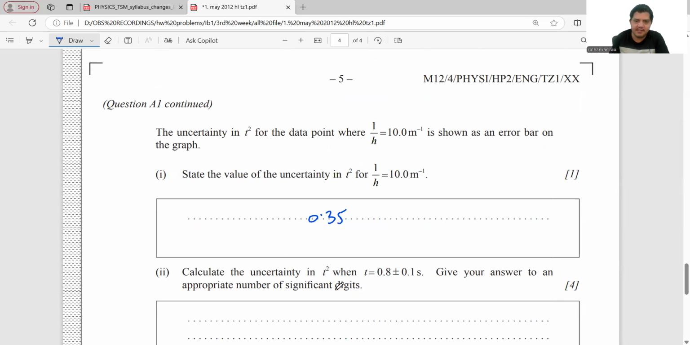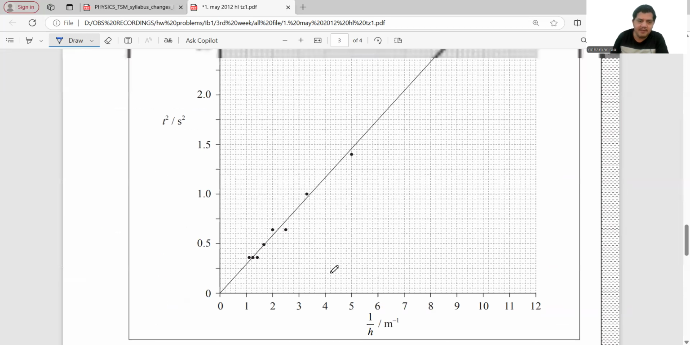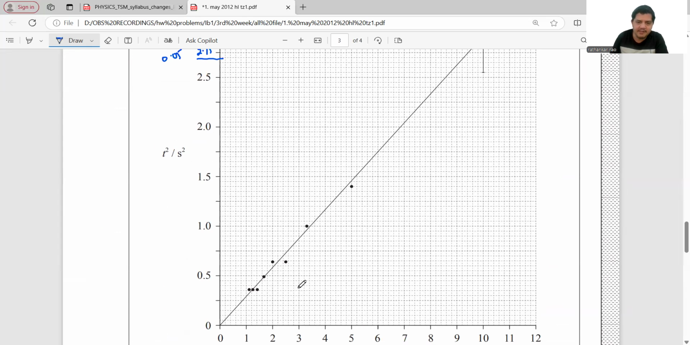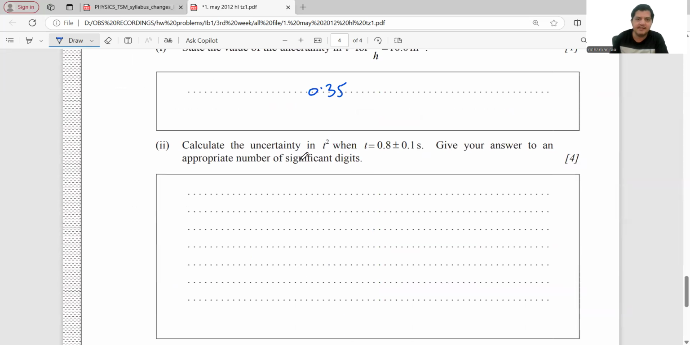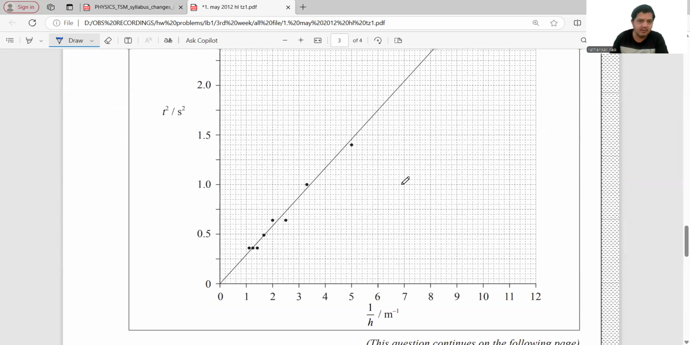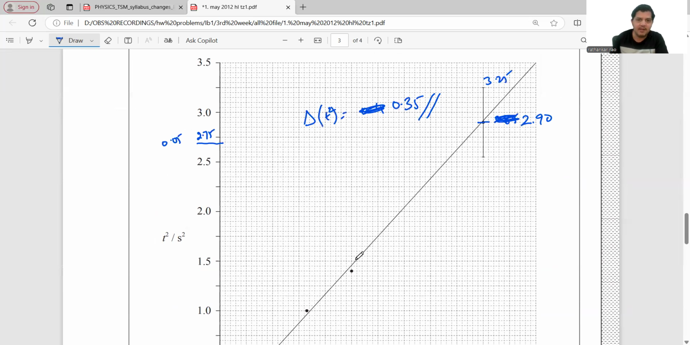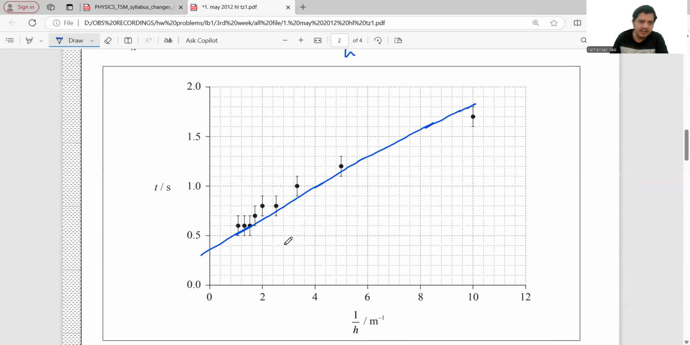Calculate the uncertainty in t square for t equal to 0.8 plus or minus 0.1. Give your answer to the appropriate number of significant digits. Now, here we calculated for 1 by h equal to 10. Here it is asking you to calculate for t equal to 0.8. Let me go here and see whether we can get it from the graph. Can we get it for 1 by h equal to how much? Calculate the uncertainty in t square when t is equal to 0.8. Is it possible to get that? No, because this is t square versus 1 by h. At 0.8, where is it? This is your 0.8. At 0.8 also I'm not able to get anything. Now, how do we do it?